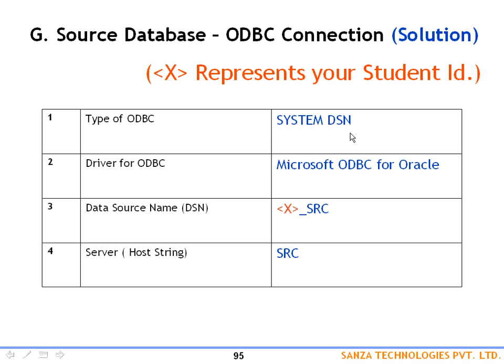type of ODBC. I will show you once again how to create it, but you please write down: system DSN, Microsoft ODBC for Oracle. This X is your ID, Stanza, whatever ID we have provided, underscore SRC, and the server is SRC. Please create this connection when you import the data. Sorry, ODBC connection I should say.